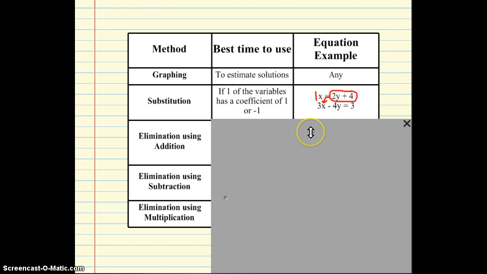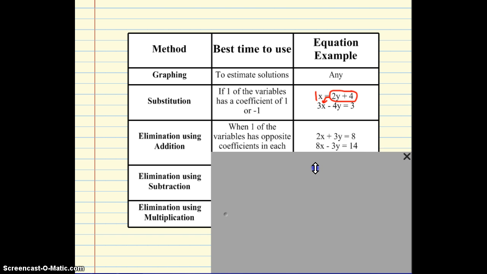All right, so the next method we got to was elimination. And we want to eliminate using addition when one of the variables has the opposite coefficient in each equation. So as we took a look at these 2 equations, this system, we have a positive 3y and we have a negative 3y. When we add these 2 equations together, the y's will be eliminated.